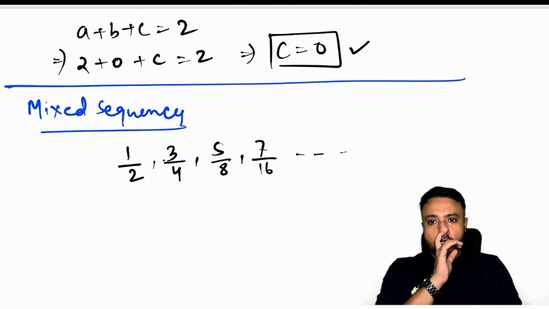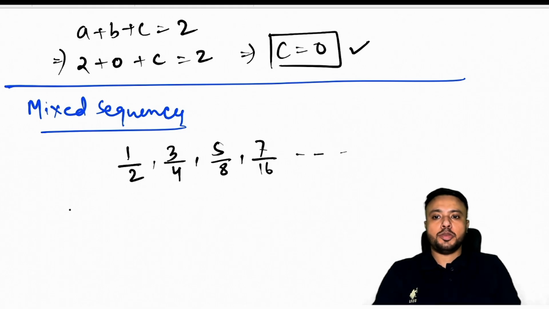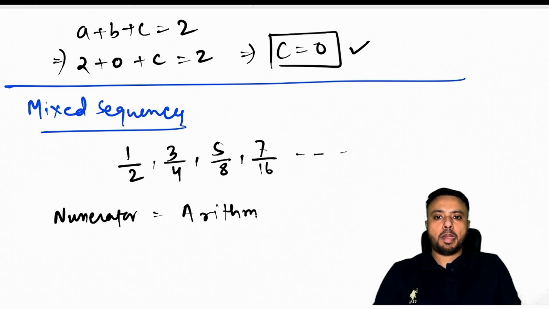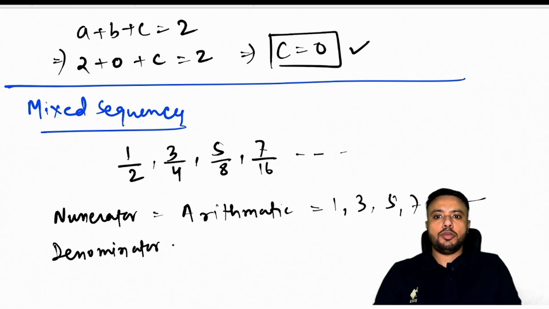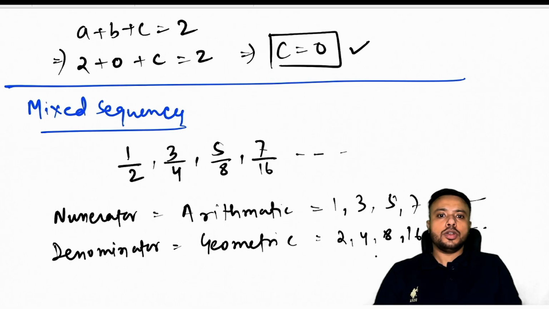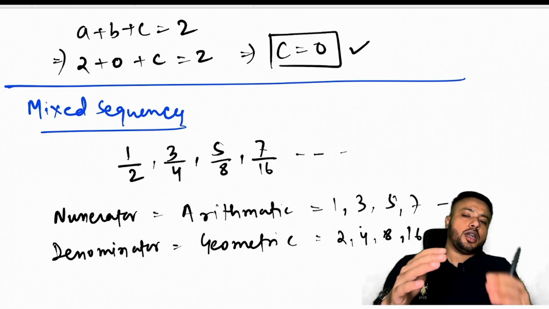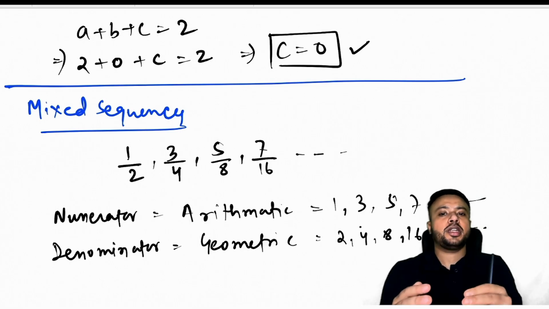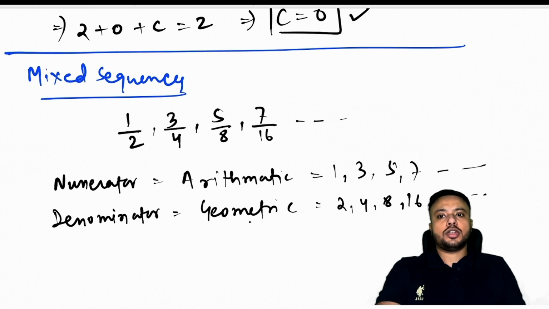So here you can see the numerator. If I talk about the numerator, the numerator is an arithmetic sequence, which is 1, 3, 5, 7. And if you see the denominator, the denominator is a geometric sequence, which is 2, 4, 8, 16. So what I'm going to do here is figure out the general rule of numerator and denominator separately, and put it in the fraction form.